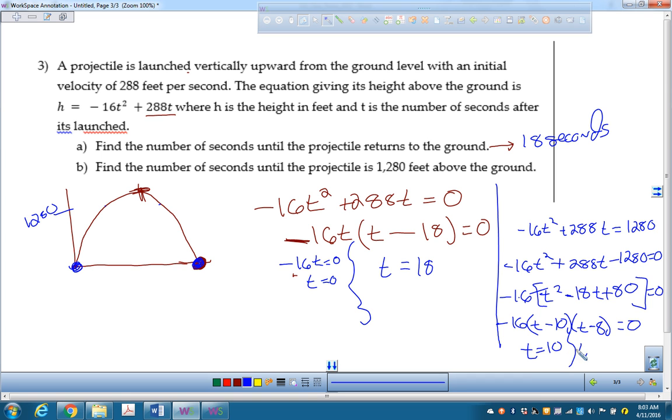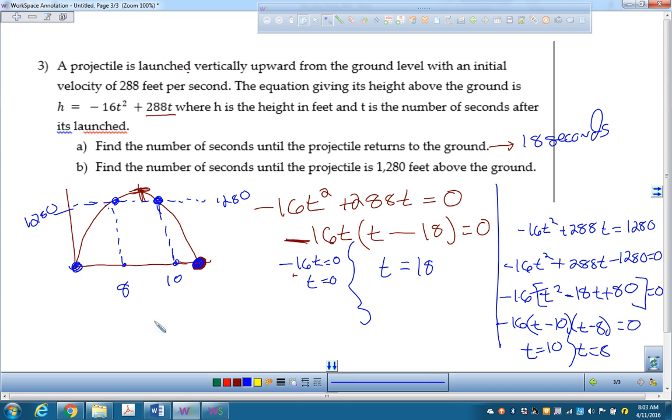Okay? So in actuality, there's two places where it's going to be 1,280 feet, right? So if you look at it graphically, if this is 1,280 feet, one place it's going to cross is right here at 8 seconds, and the other place is 10 seconds. So there's two answers to that problem.